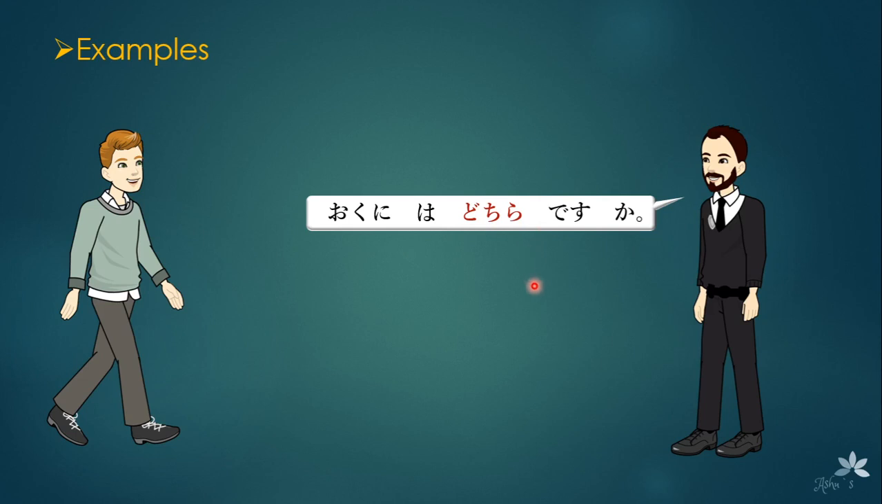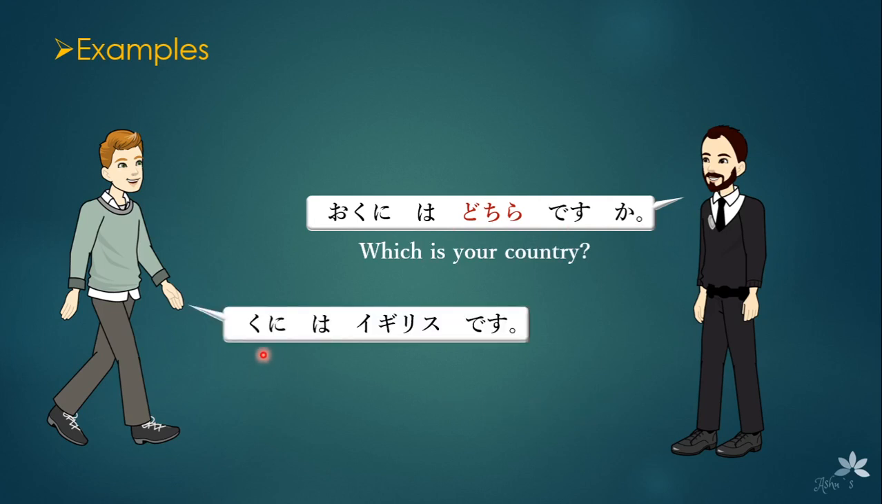When you want to know about someone's country, you have to use the word dochira and not doko. So you ask someone's country with this expression. Okuni wa dochira desu ka? Which is your country? And he says, Kuni wa Igirisu desu.